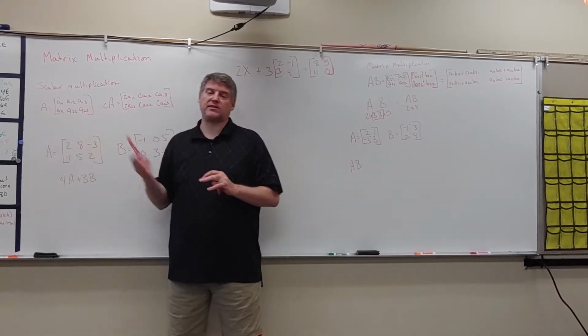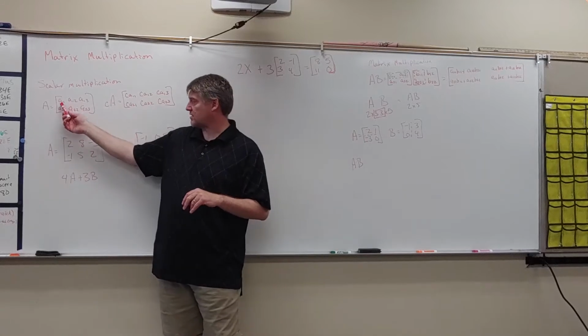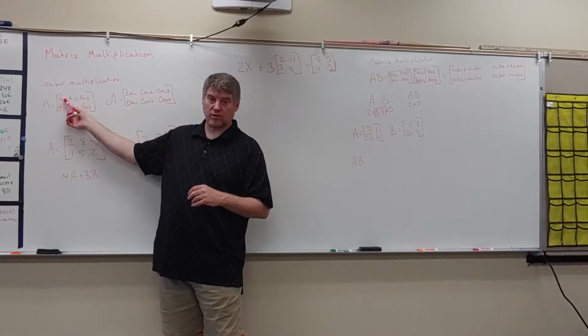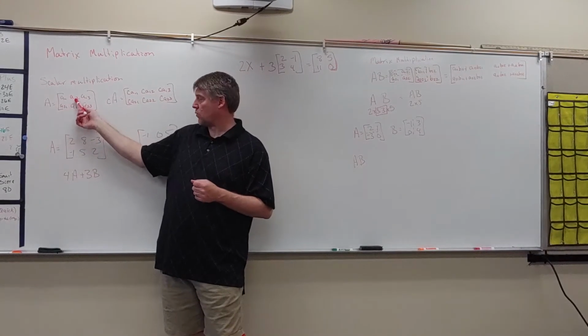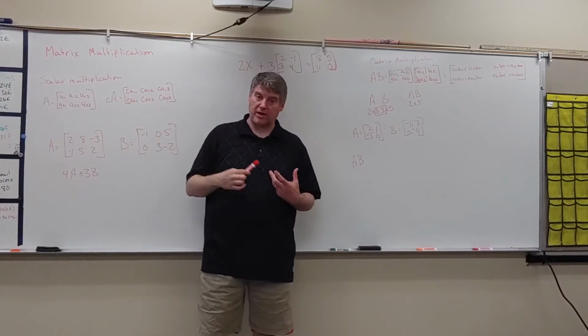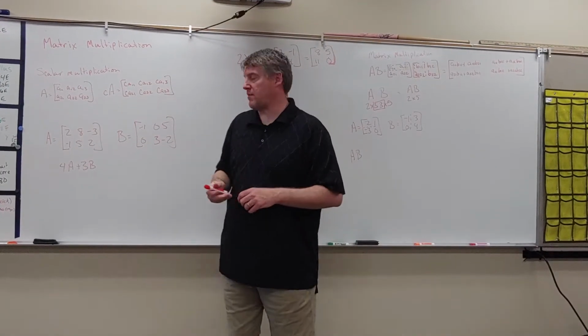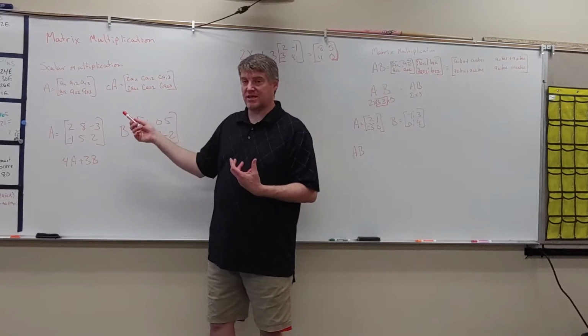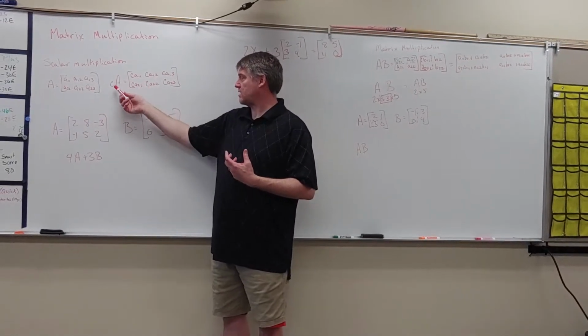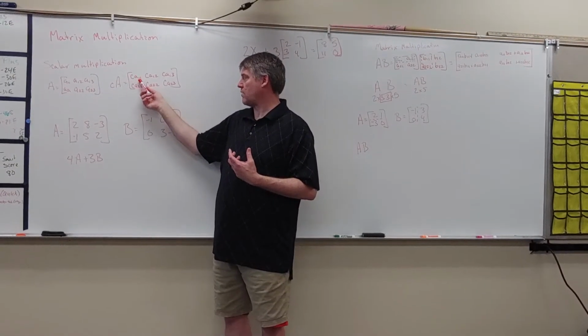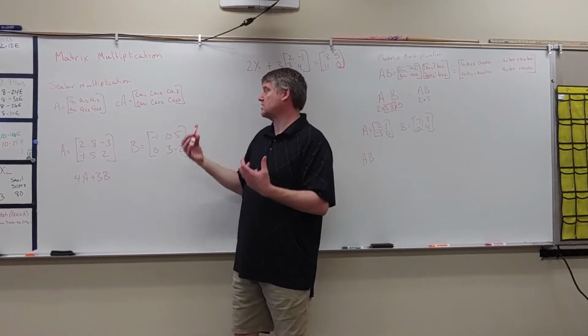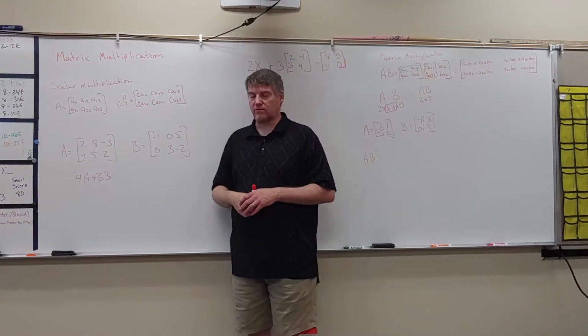If I have matrix A, here's matrix A, this is the corresponding spot: row 1, column 1, row 1, column 2, row 1, column 3. If I'm going to multiply matrix A by a constant C, I'm just going to multiply that in: C times A11, C times A12, C times A13, and so on and so forth.